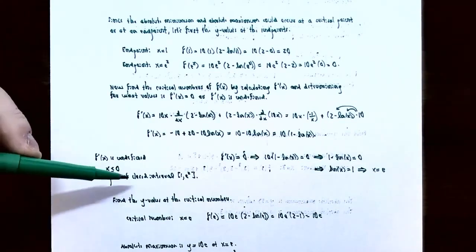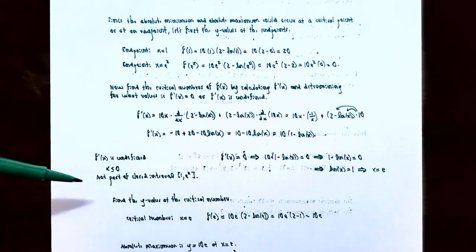because in our case, the closed interval that we're concerned with is only from x equals 1 to x equals e squared. The x values will not be less than 0 or equal to 0 for our closed interval that we're concerned with for finding the absolute maximum and absolute minimum of the function.